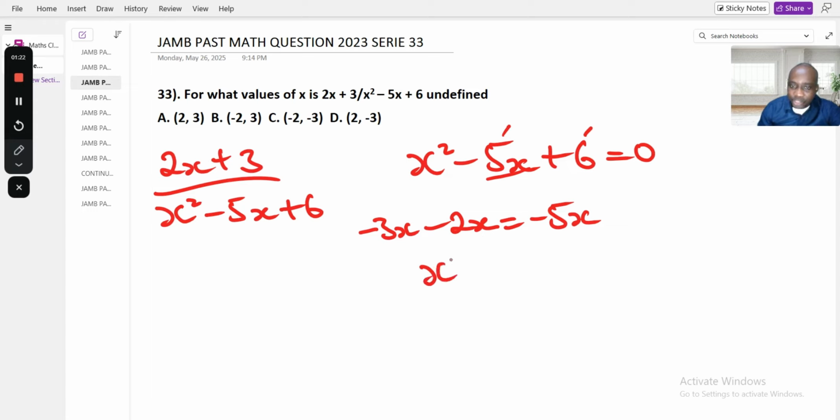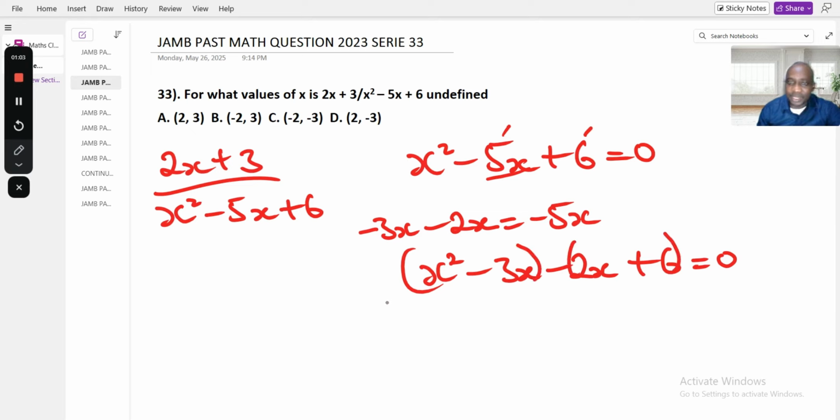Therefore, let me write the question out. x squared minus 3x minus 2x plus 6 equals 0. This is it. Now we have replaced minus 5x with minus 3x minus 2x. Let's bracket it like this. Therefore, what is the factor that is common between here? It is x. So you take x out of this x squared, it will remain x. This one will make minus x minus 3.